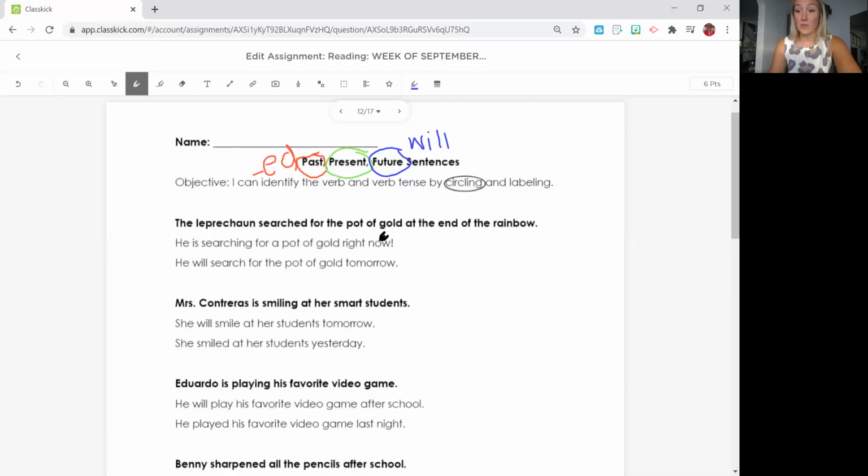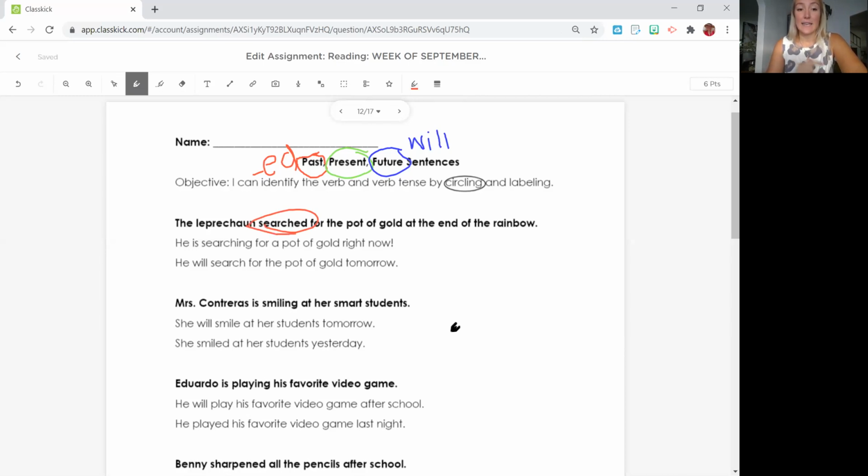So let's start with the bold one on the top. The leprechaun searched for the pot of gold at the end of the rainbow. So what did he do? He searched. If it's something he can do, that is a verb. I see that there's an ed at the end, and it sounds like it already happened. So that would be past tense. I'm going to circle that in red.